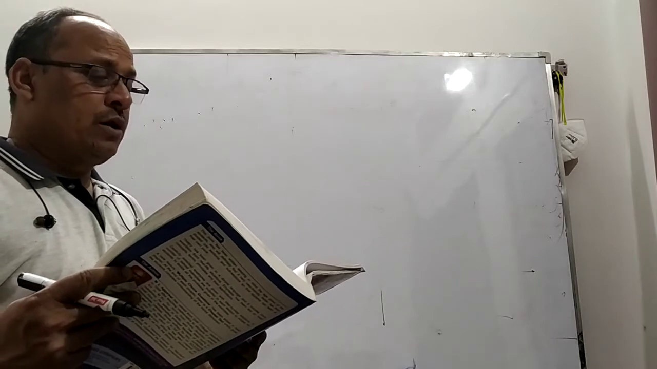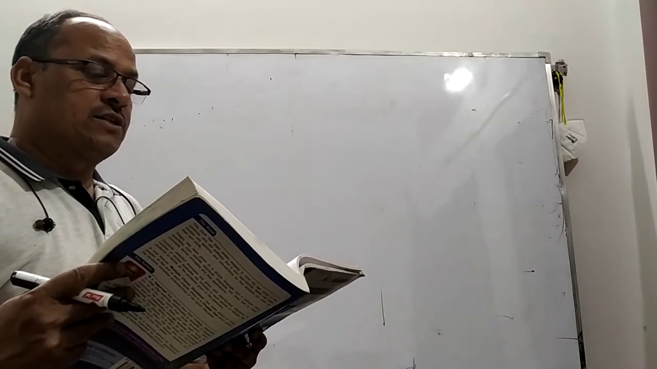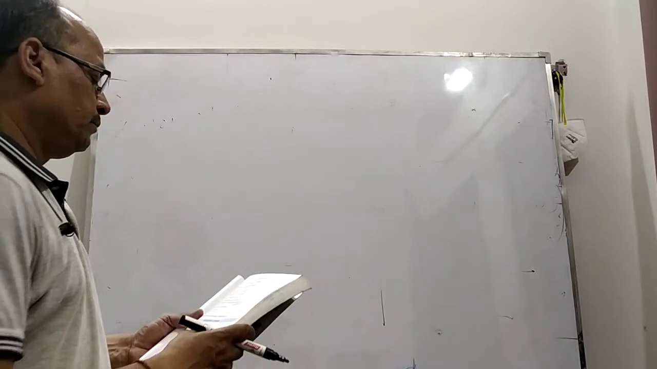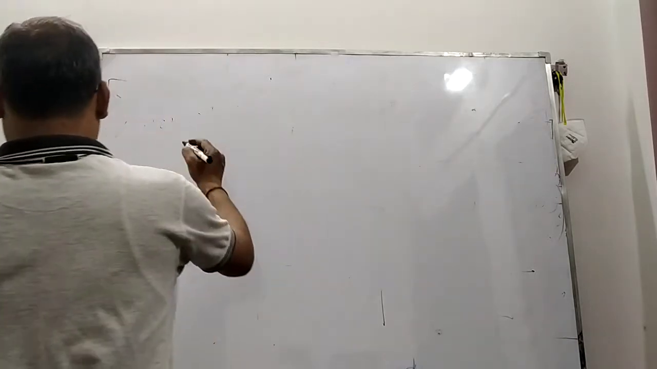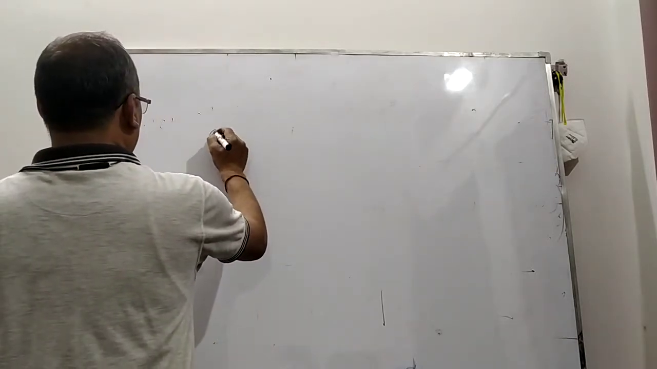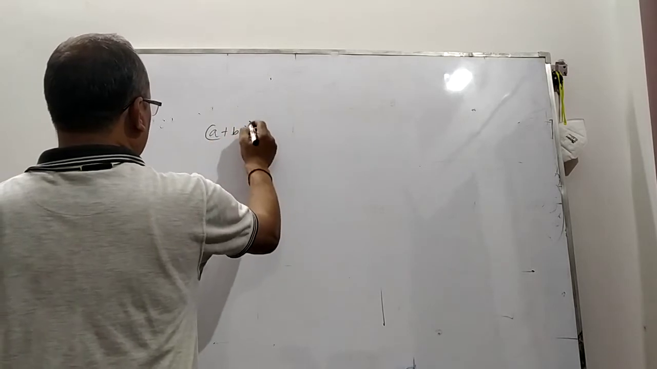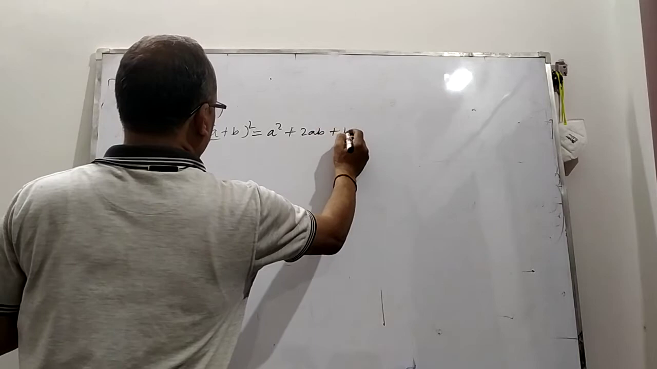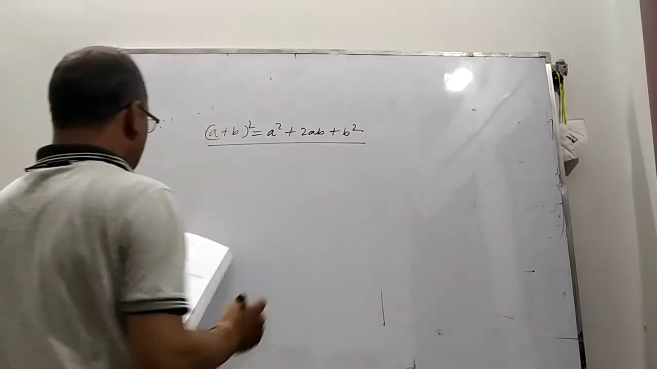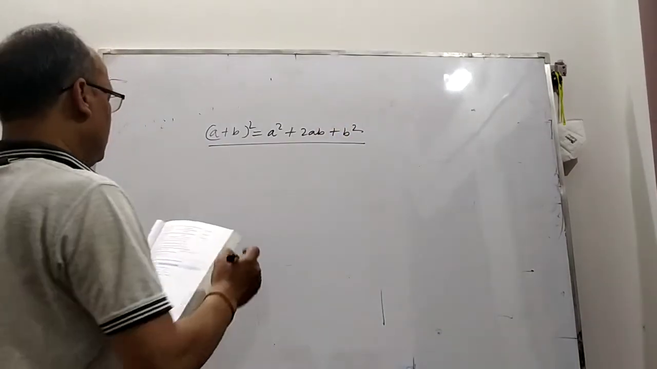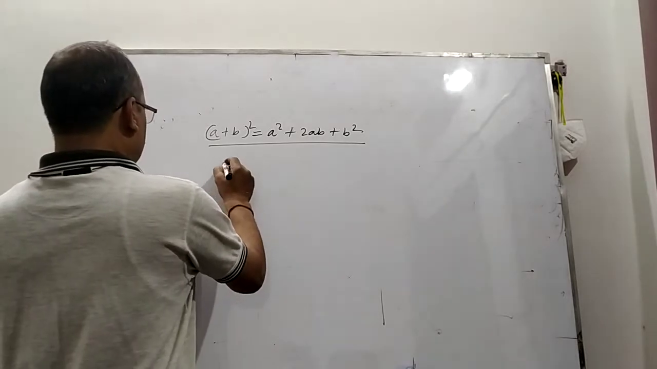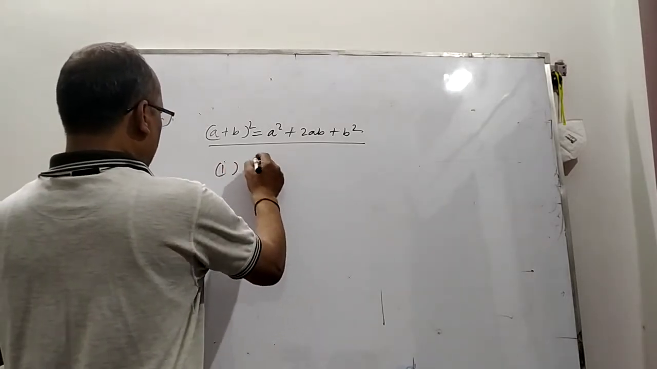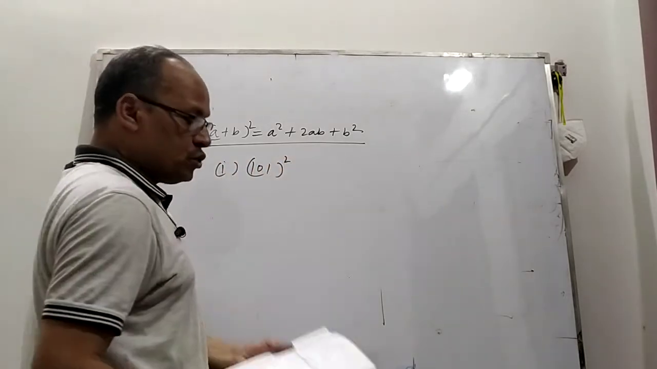Now we'll see some more questions of the expansion related to exercise 3.1. Here it is given: use (a plus b) whole square equal to a square plus 2ab plus b square. Use this formula and find the value of 101 whole square.